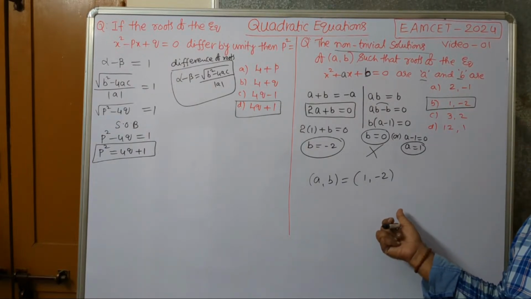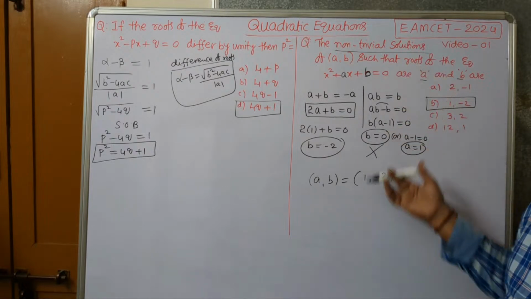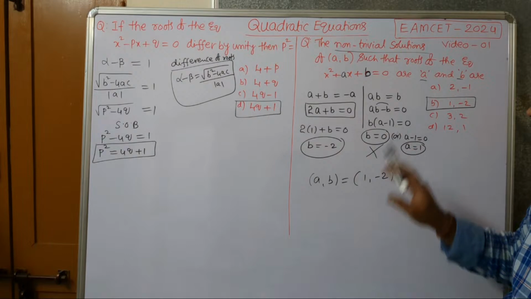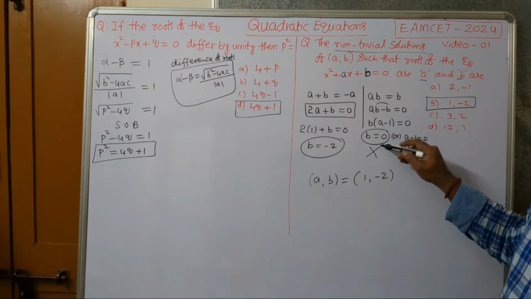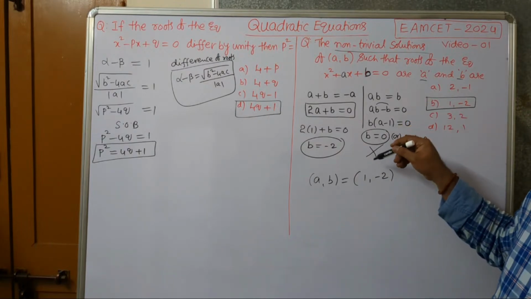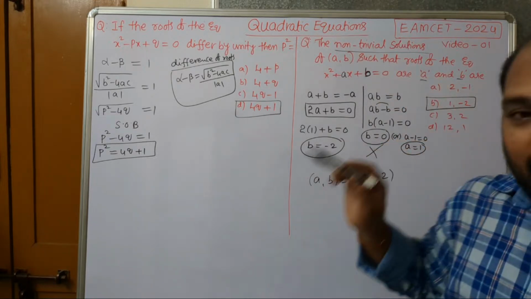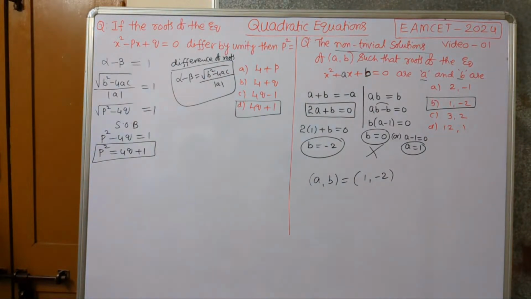So whenever they ask a question like this, in this step ab equal to b, don't cancel directly the b value. Why? Because we need to prove, to get the non-trivial information, that b should not be equal to 0. Keep in mind, dear students. I'll move to another question.